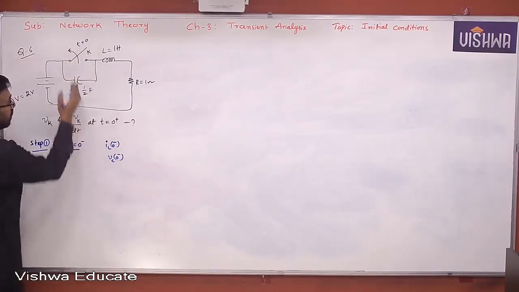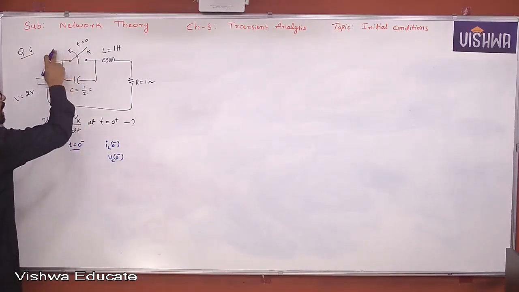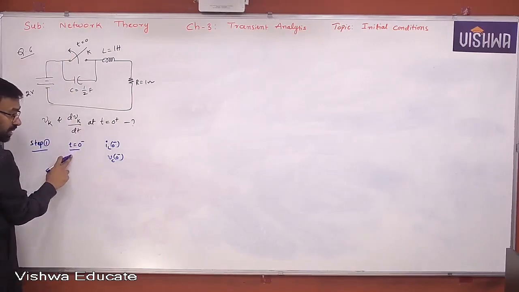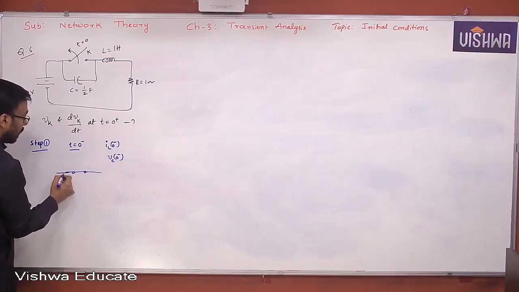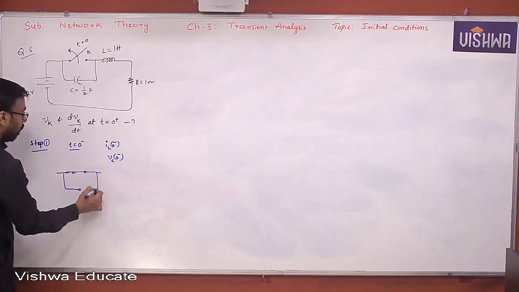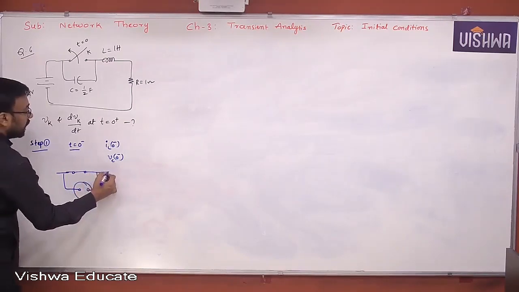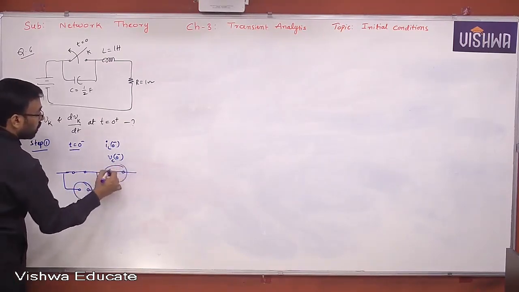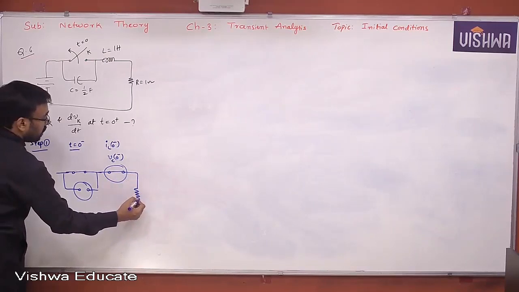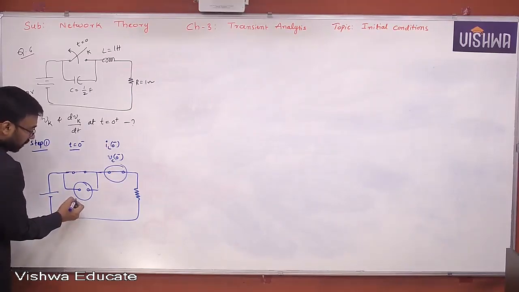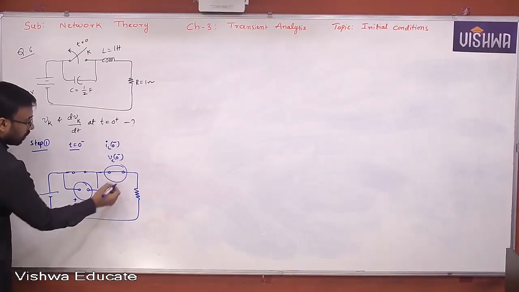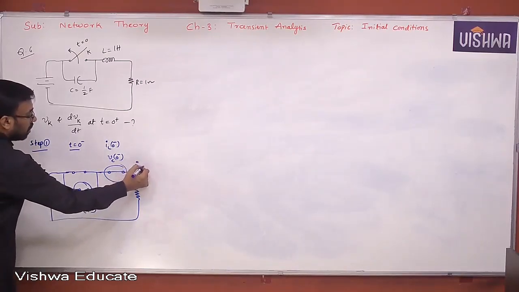What is the switch position? Closed, because you're opening at t equal to 0. At t equal to 0 minus, it is in the closed condition. Therefore the capacitor is acting like open, the inductor is acting like a short circuit, and the resistor remains a resistor. Okay. Your objective is to find VC of 0 minus and IL of 0 minus.